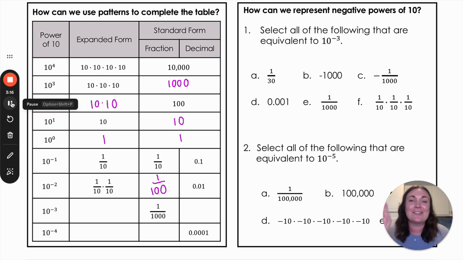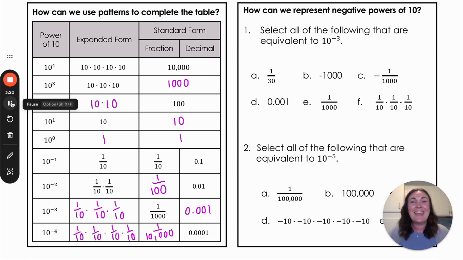Pause the video here and see if you can fill out 10 to the negative 3 and 10 to the negative 4 on your own. All right, let's see how you did. So 10 to the negative third is our 3/10, 1 over 1,000, or 1/1000th. And 10 to the negative fourth is going to be that 4 1/10, 1 over 10,000, or 1/10,000.